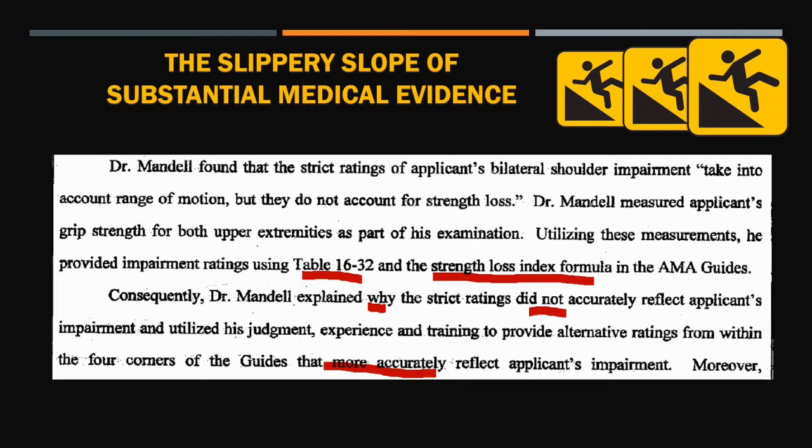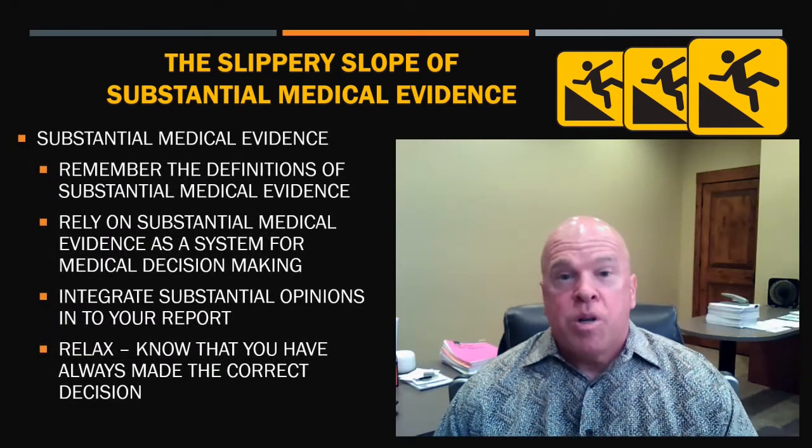In this case, the Appeals Board felt that his support for the alternative impairment rating did indeed qualify as substantial medical evidence, and the permanent impairment rating consequently was quintupled, basically from 5% under the strict application of the AMA guides all the way up to 24% whole person impairment as an alternative impairment rating. So doctors, what do you think of that?